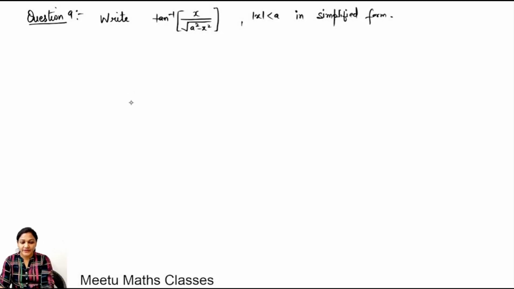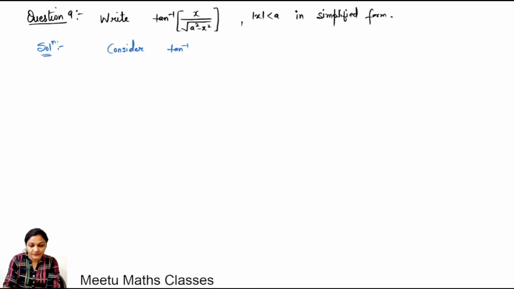Your question number 9 is, write tan inverse of x upon square root of a square minus x square, where modulus of x is strictly less than a, in simplified form. Now consider your function, that is tan inverse of x upon square root of a square minus x square.